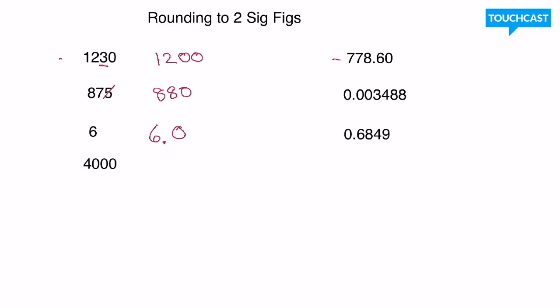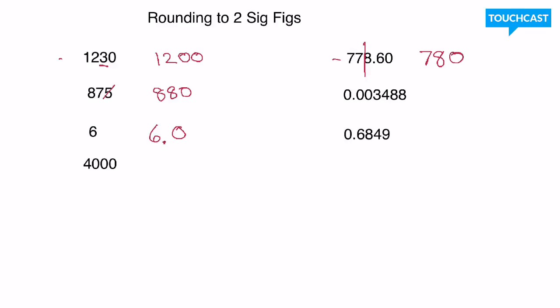778.60. I only want 2 significant figures, so that means I want to keep the first 2. The first 7, I'm going to cut off right here, so that means my next 7 must get rounded up to an 8. But I do need to show that the number is 800, so I have to keep a 0 as a placeholder. I lose my decimal altogether. I don't need it. If I put a decimal, that 0 becomes a significant figure, but I don't want it to be a significant figure, so no decimal.